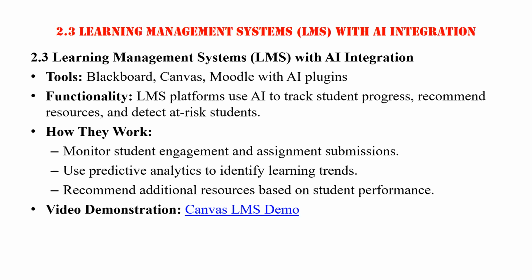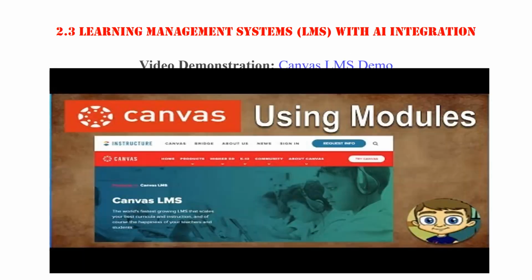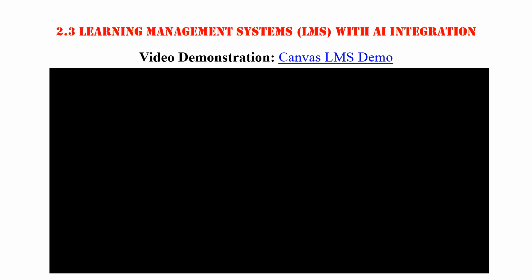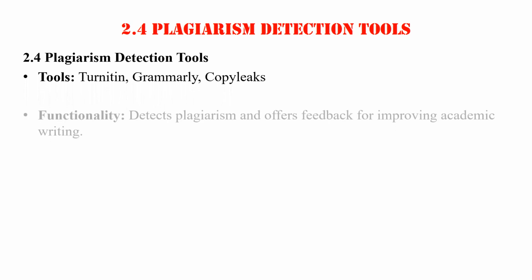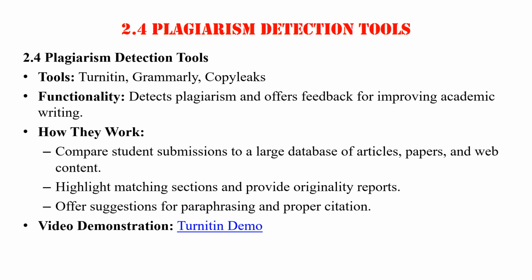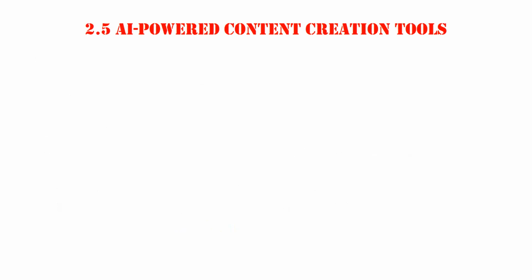We also have what's called Canvas LMS, which you can search for and see how it operates. Then plagiarism detection tools, which we also spoke about. We talked about Turnitin, Grammarly, Copylix, and so on, and we talked about their functionalities.